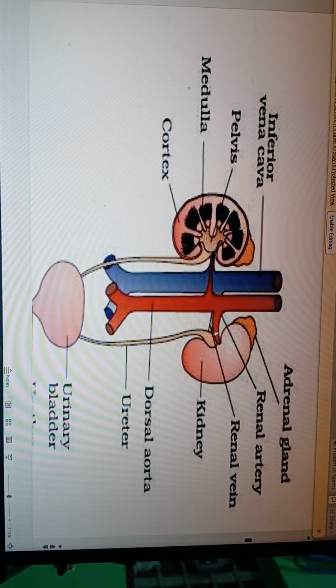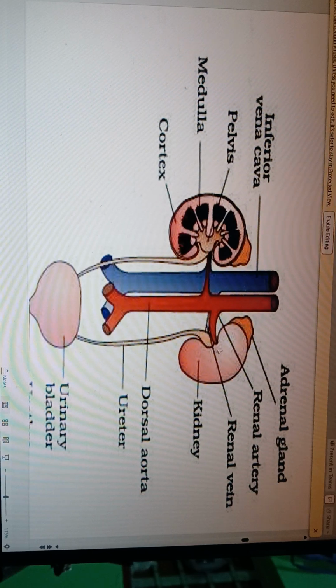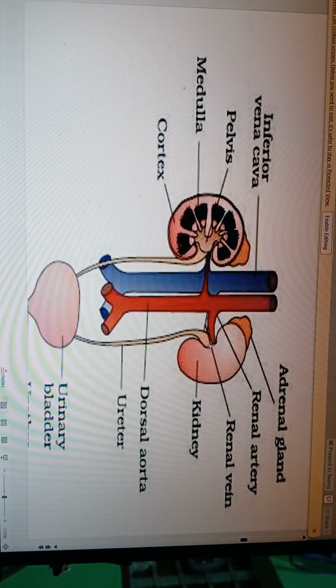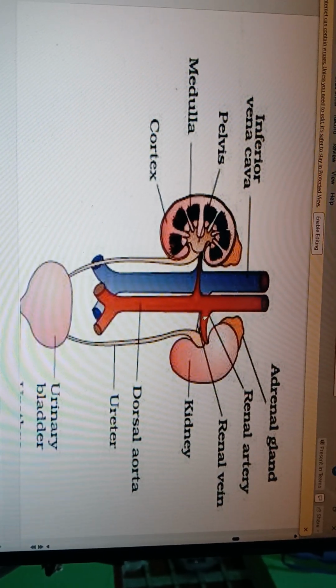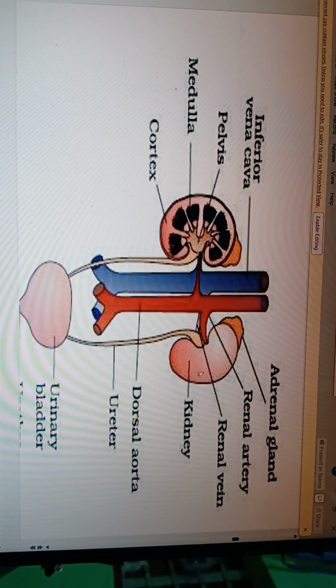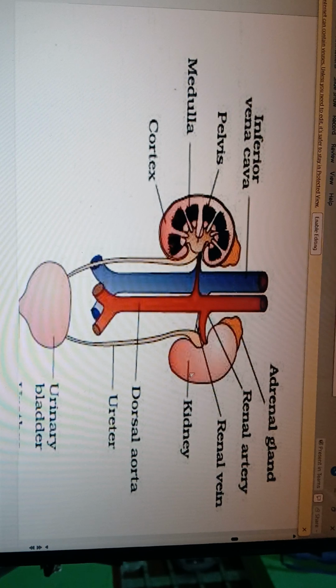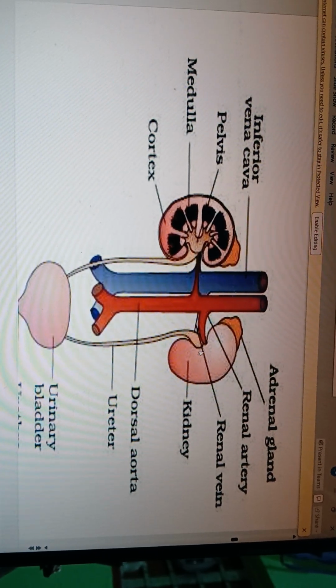The dorsal aorta is subdivided into two parts. This is known as the renal artery. This renal artery enters this kidney, and this renal artery enters the other kidney. Okay, and this renal artery carries the blood containing excretory waste material inside the kidney. Inside one kidney there are millions of nephrons, and the nephron is the functional unit of the kidney, and it eliminates the excretory material, means urea, from the blood and forms the urine.